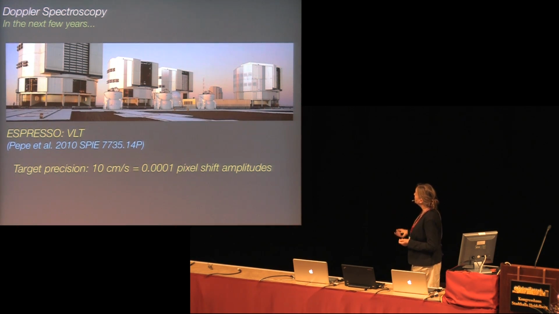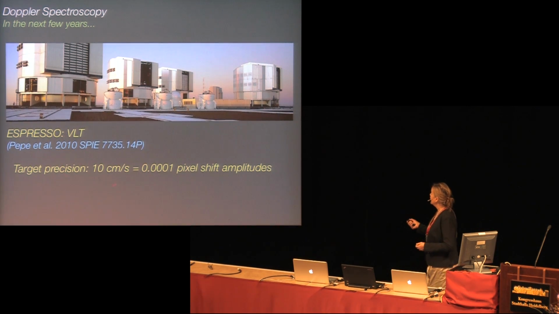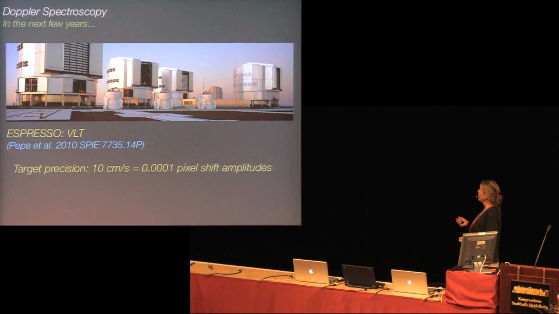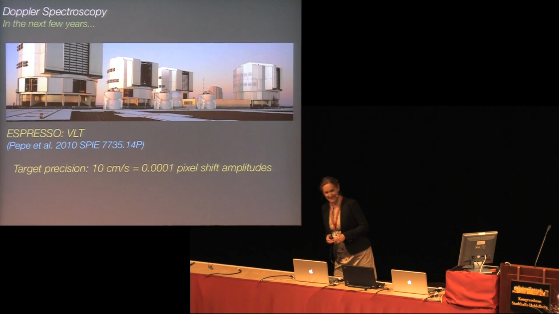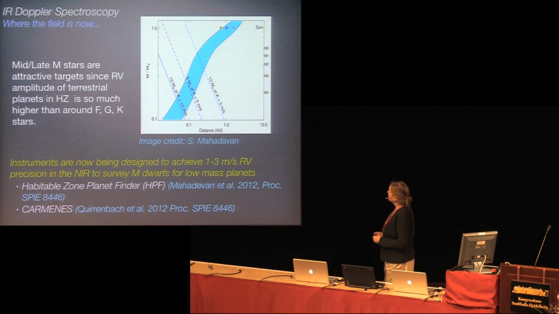So in the next few years, you're going to see Espresso go on the VLT. We're also trying to design an instrument that will incorporate all the things we know, and the target precision will be 10 centimeters a second, where now we're trying to measure Doppler pixel shifts of a 10,000th of a pixel. And those could be amplitudes as well. So that is quite an impressive feat, a difficult thing.